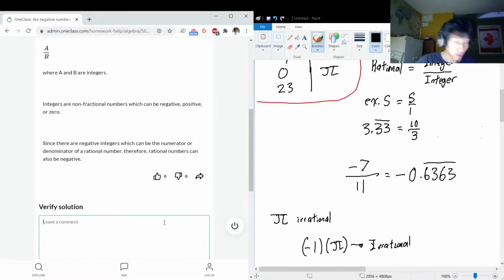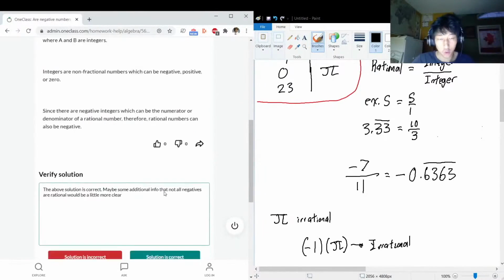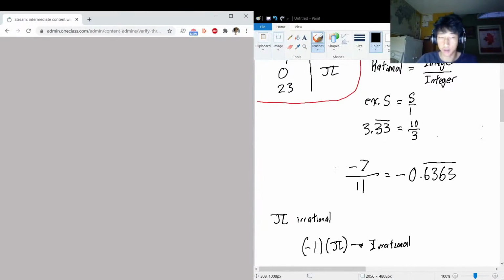Okay, I'm just going to write that in as a comment. The above solution is correct. Maybe some info that negatives can be rational would be a little more clear. Okay, cool. So we can move on to the next question that we got.